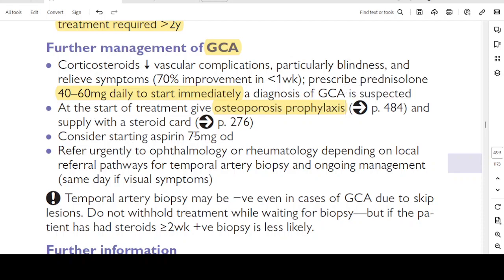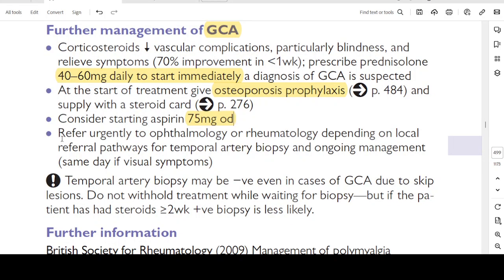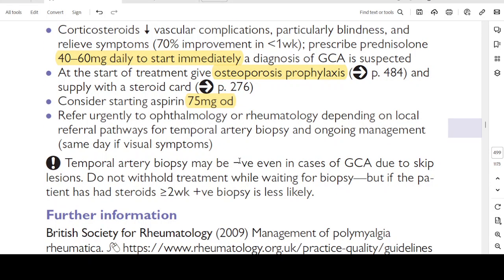Consider starting aspirin 75 milligrams OD. So osteoporosis prophylaxis would be with alendronate or a bisphosphonate. Refer urgently to ophthalmology or rheumatology, depending on the local referral pathways, for temporal artery biopsy and ongoing management. Same day if visual symptoms.